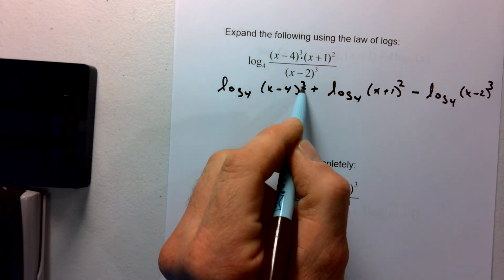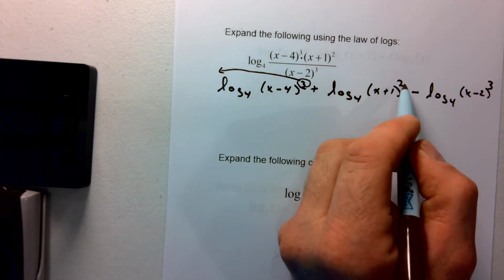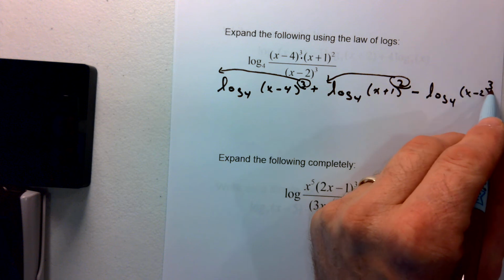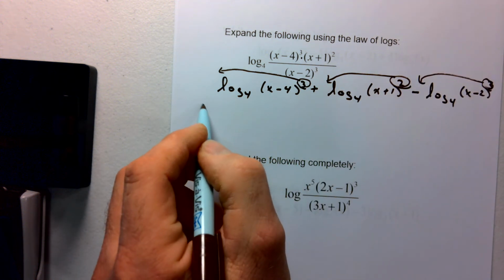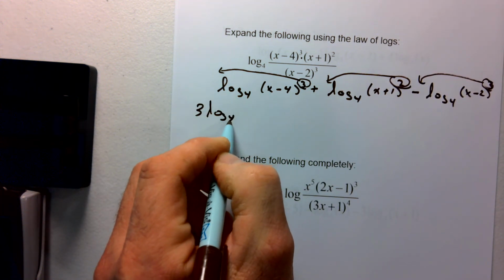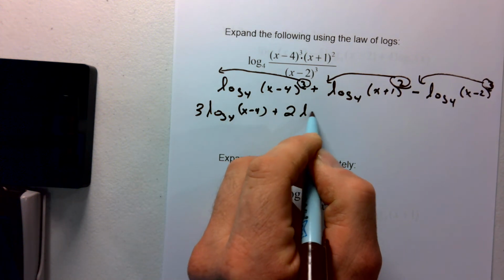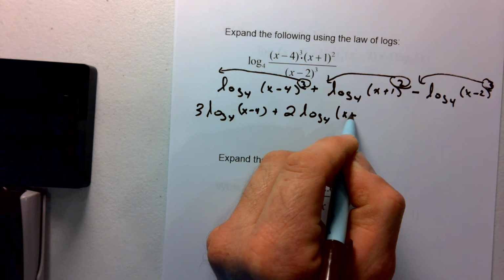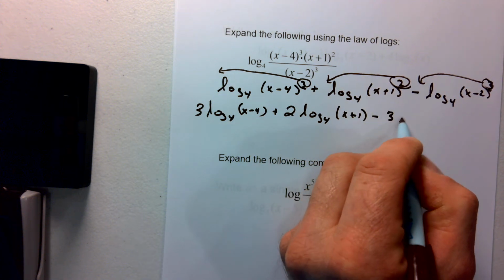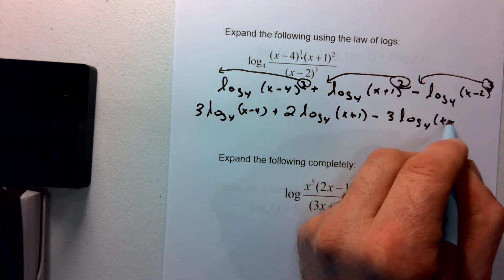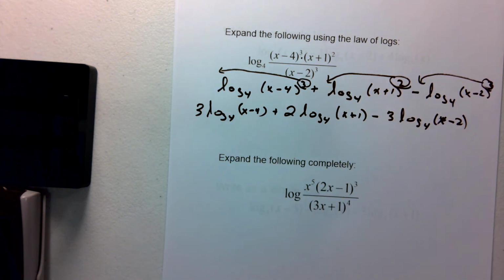And now I can bring all my exponents through the exponent rule, and I can multiply those to the front. So I have 3 log base 4 of x minus 4 plus 2 log base 4 of x plus 1 minus 3 log base 4 of x minus 2. And that's our expanded form.